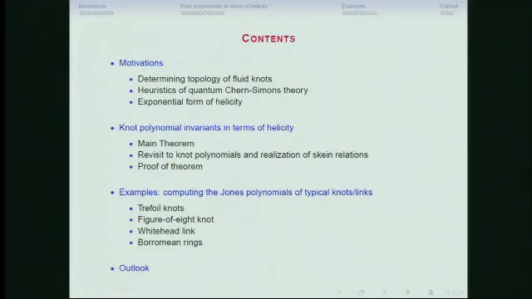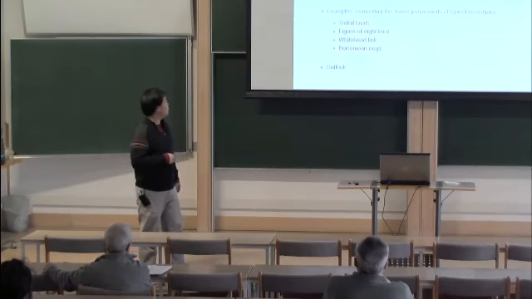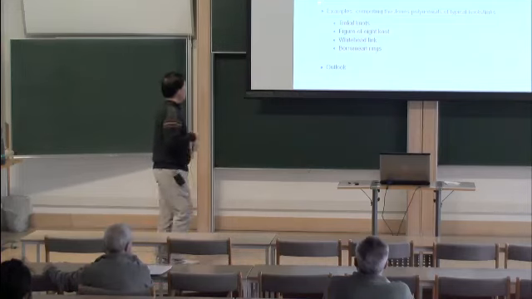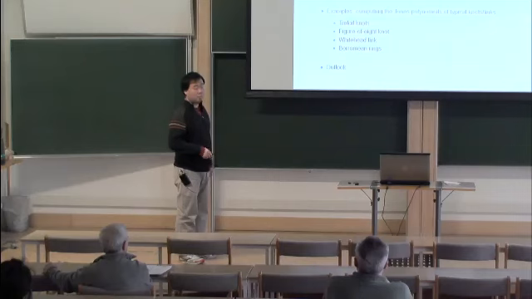Before the proof, I'd like to deviate a little bit to revisit knot theory, namely the knot polynomials and the realization of skein relations. After that, for the interest of researchers in fluid mechanics, I'd like to present some examples about how to compute the polynomials, including the trefoil, figure-eight knot, Whitehead link, and Borromean rings.